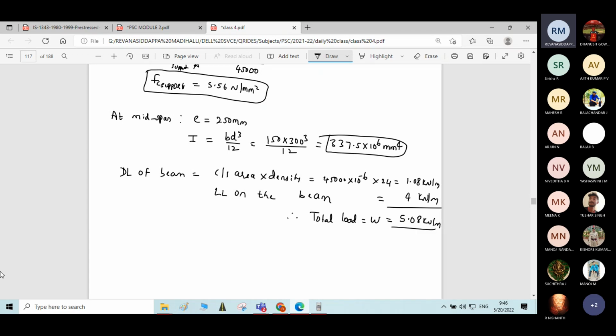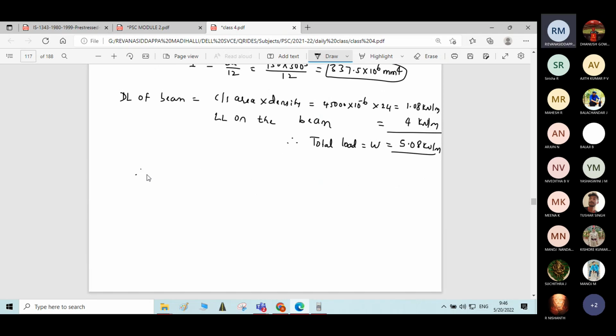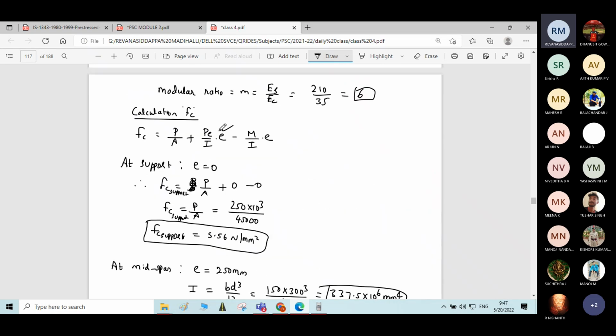Now you can calculate the bending moment. Therefore, M is equal to WL square by 8, which is 5.08 into the length of the beam, 10, squared, by 8. You will get the answer as 63.5 kilonewton meter. In terms of Newton millimeter, it is 63.5 into 10 power 6 Newton millimeter. Now you can substitute everything in this equation.